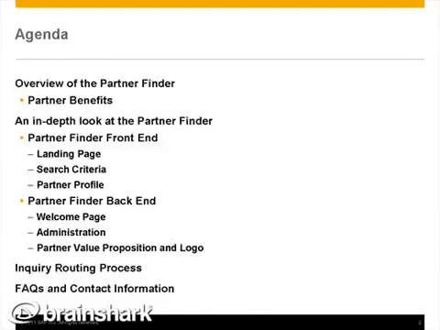For this overview, we will go through the following items. We will have an overview in terms of the partner benefits of the SAP SME Partner Finder. We'll take an in-depth look at the Partner Finder, both the front end and the back end. In terms of the front end, we will review the landing page, search criteria, and partner profiles. We'll also review in the back end the welcome page, the administration, and the partner value proposition and logo, inquiry routing process, and finally FAQs and contact information.